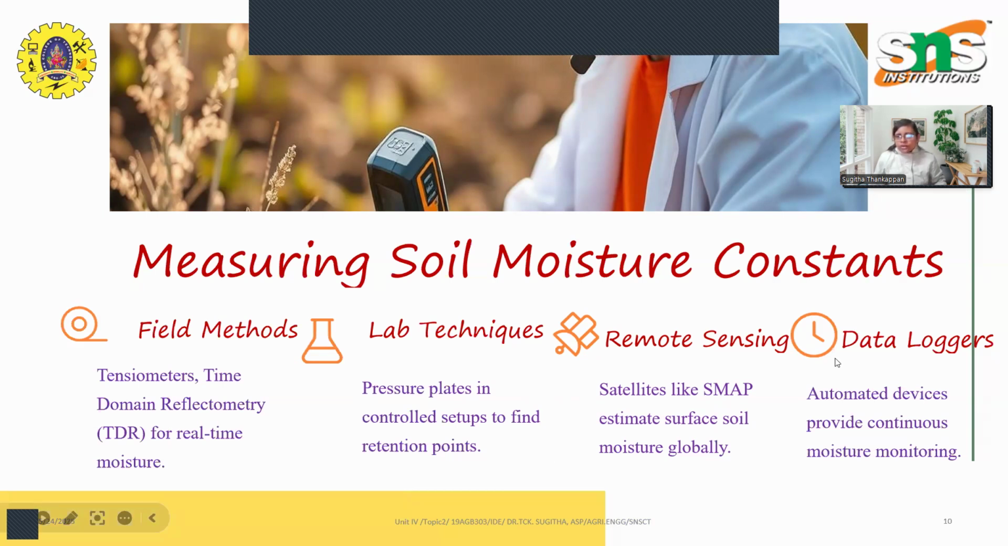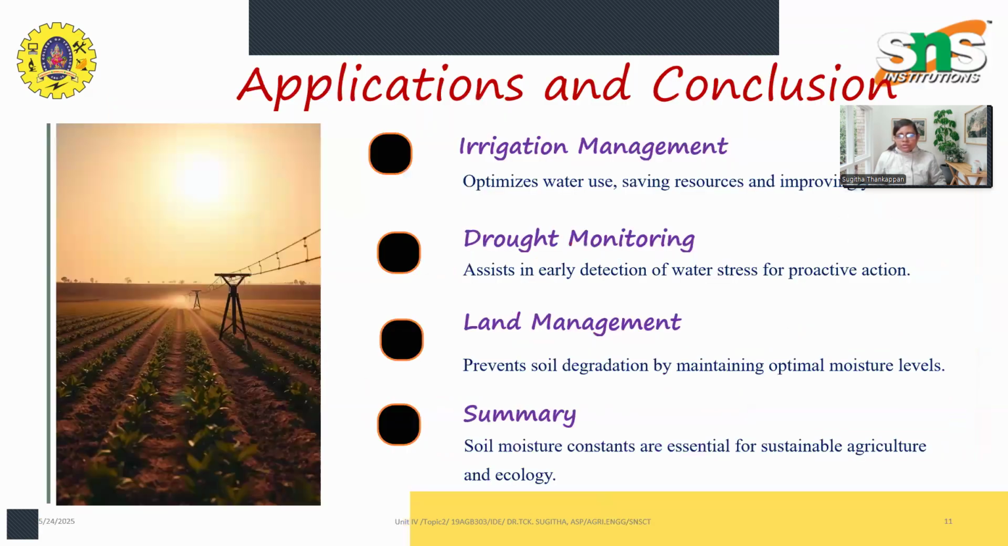Then data loggers: you can go for IoT, sensors or any type of automated devices based on the concepts of field capacity, permanent wilting point, as well as the available water content, which can be easily linked to environmental or meteorological parameters, and you can monitor the data continuously using these data loggers. Using this, you can go for modeling and prediction, and it will be useful for sustainable agriculture so that we can enhance the productivity of soil.